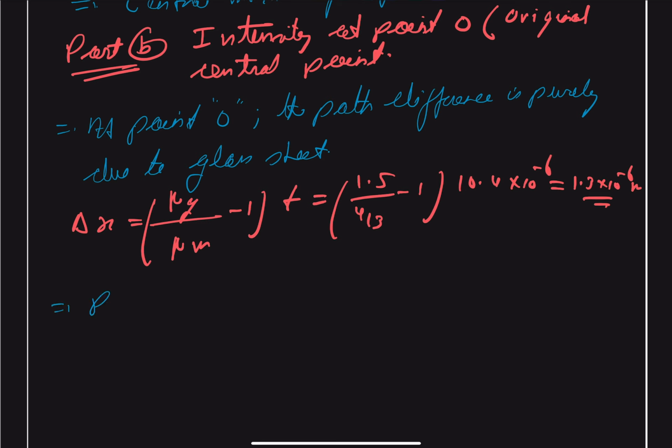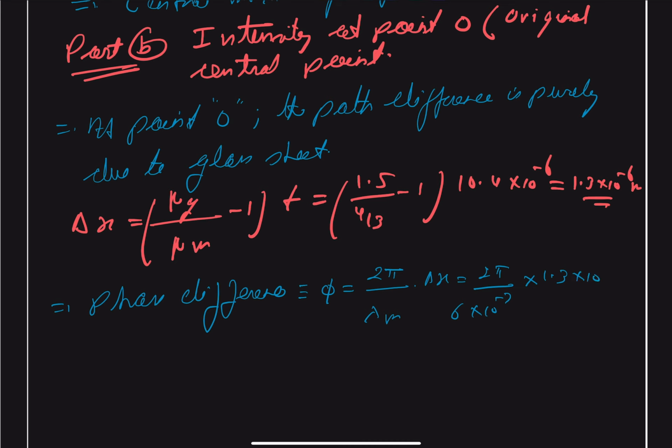So we get the phase difference, suppose that is phi, will be equal to 2 pi by lambda multiplied by delta x. So we get 2 pi, wavelength is given as 6 into 10 to the power minus 7, delta x we just found out is 1.3 into 10 to the power minus 6. So we get that our phase difference phi will be equal to 13 by 3 pi.